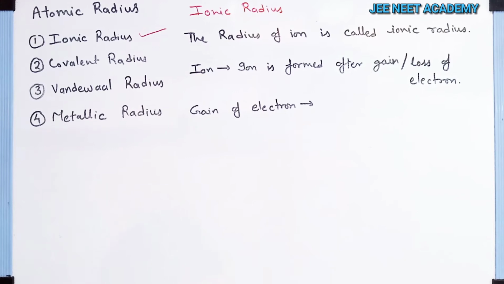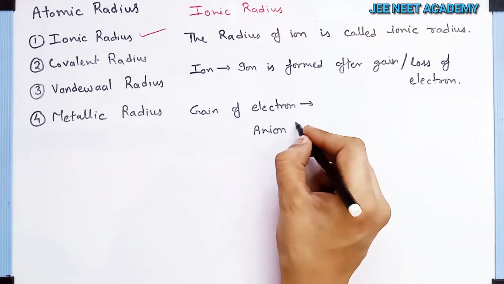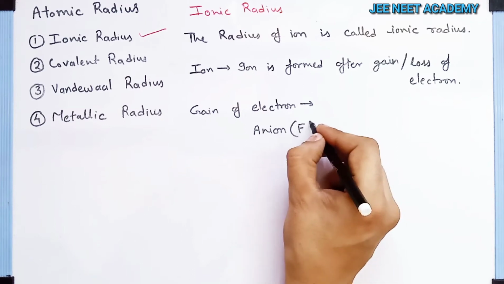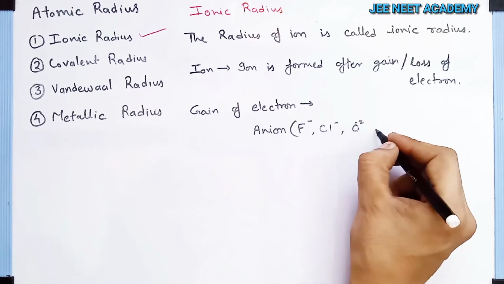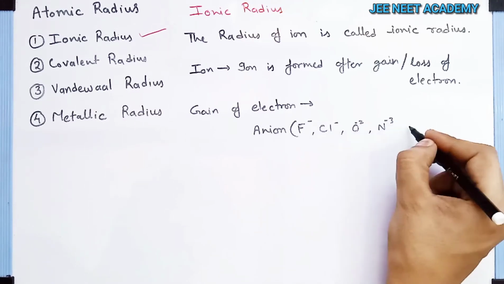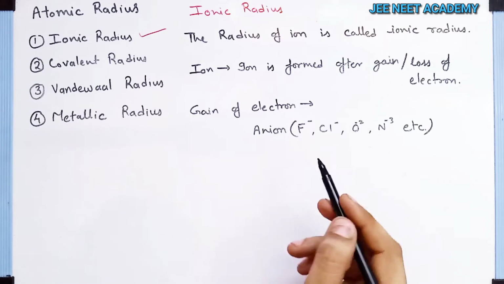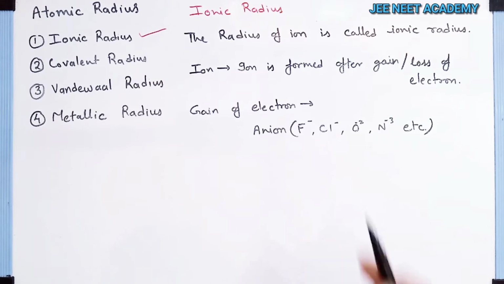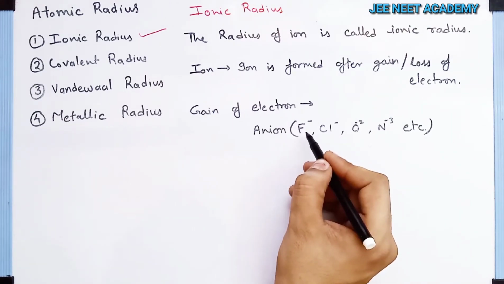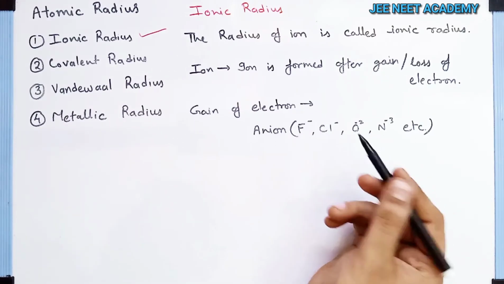So when an atom is getting more electrons, it will form an anion, and an anion will have a minus charge, like F minus, Cl minus, O minus 2, and N minus 3. These are ions: fluorine ion, chlorine ion, oxygen ion. The fluorine here has one more electron. That's why it has the minus charge, because an electron has a minus charge.